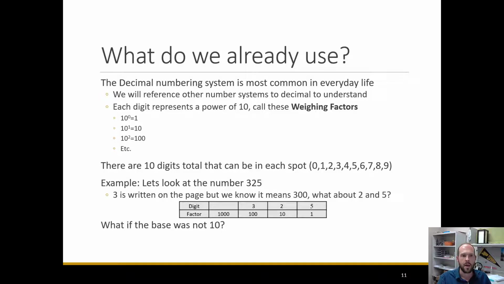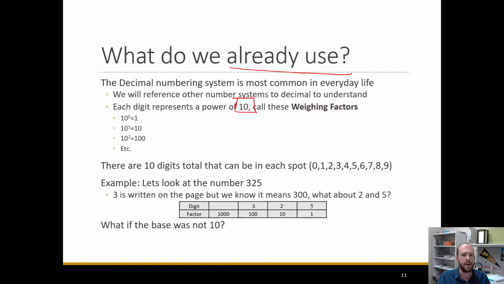What do we already use? We use a decimal number system which has a base of 10. We have 10 fingers, 10 toes, generally speaking, which kind of makes counting in tens a lot more natural for us. But we use tens for our decimal digits.